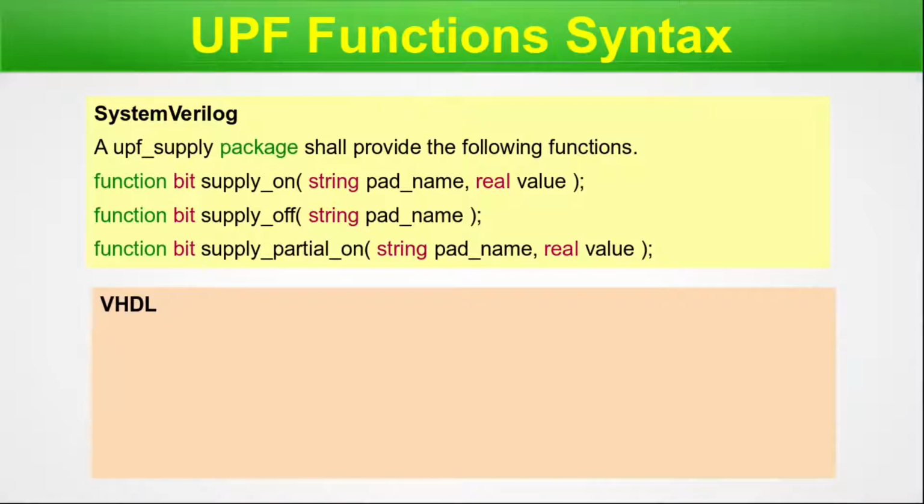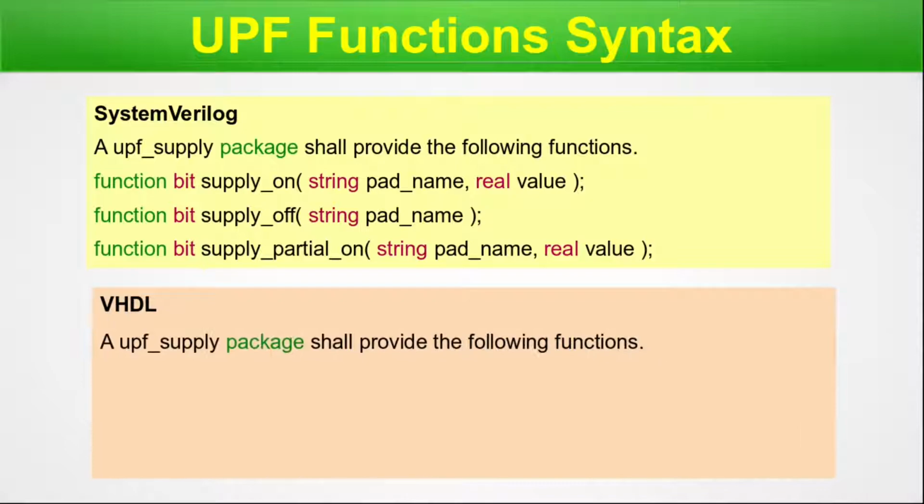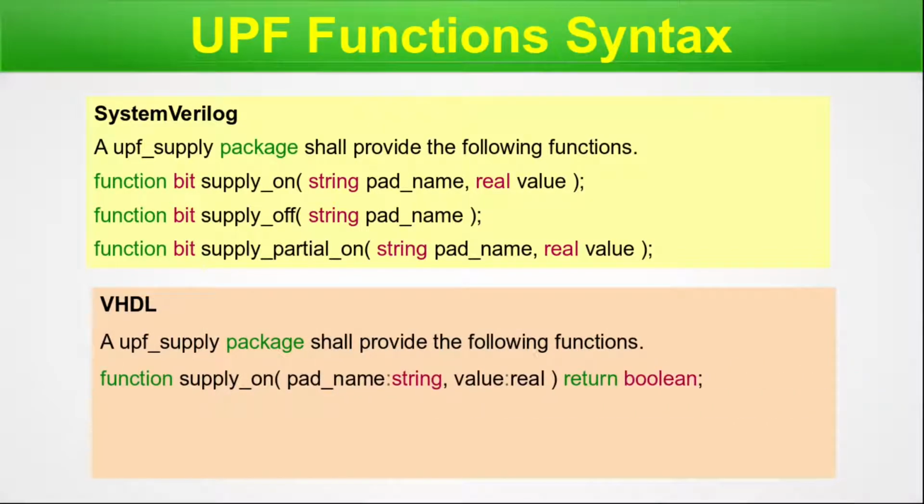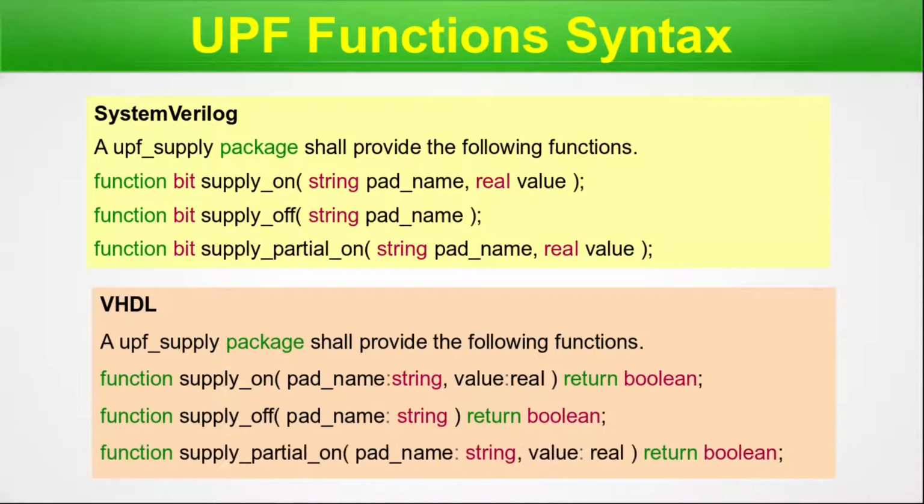Let's look at the VHDL part. A UPF supply package shall provide the following functions. Function, then supply on, then the arguments are pad name, which is string, then value, which is real, and the return type is boolean. Function supply off takes pad name, string, and the return type is boolean. The next is supply partially on, with pad name, then the next argument is real, and its return type is boolean.